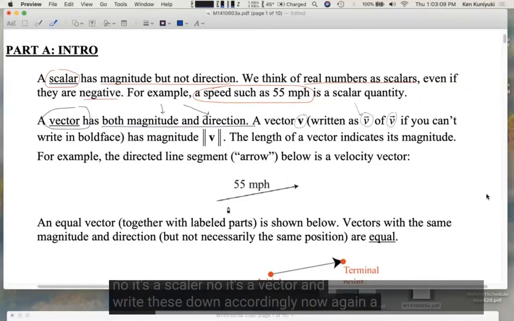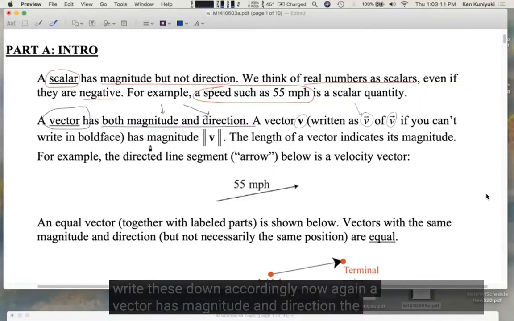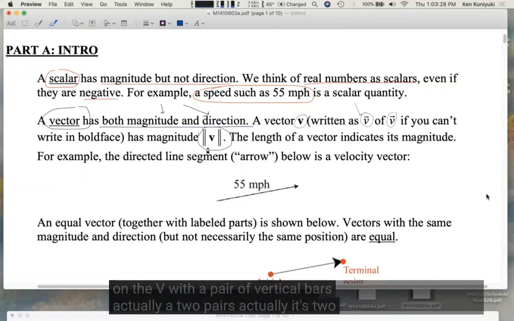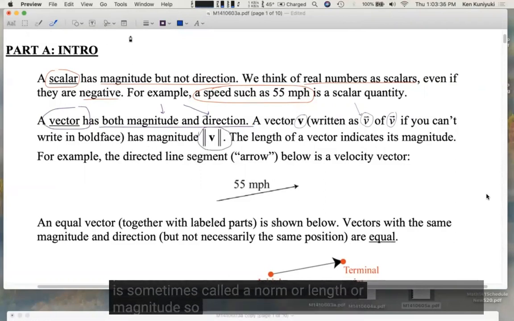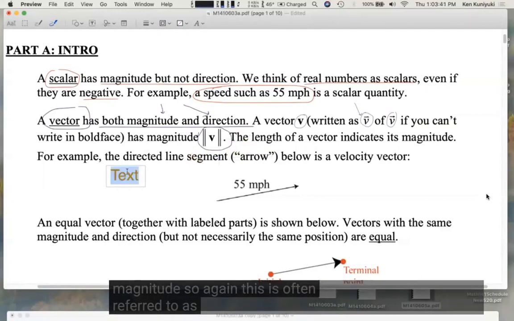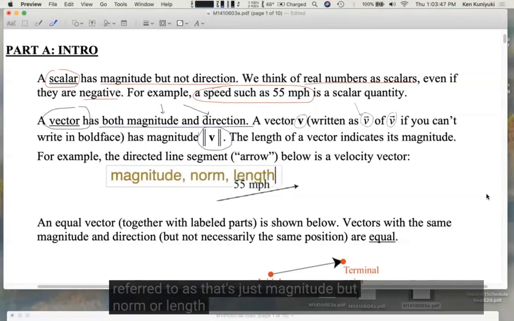Now again, a vector has magnitude and direction. The magnitude is denoted by the boldface V, or the half arrowhead on the V, with vertical bars around it. Actually, it's two pairs of vertical bars around the V. This is sometimes called a norm, or length, or magnitude. So again, this is often referred to as not just magnitude, but norm or length.